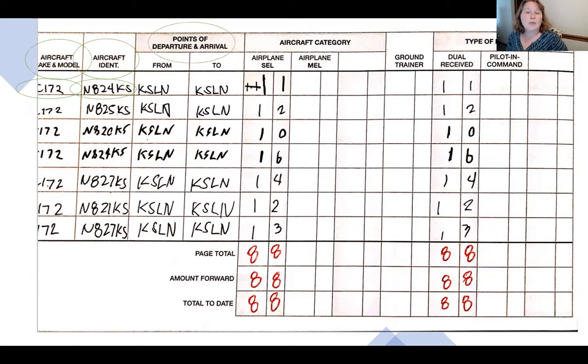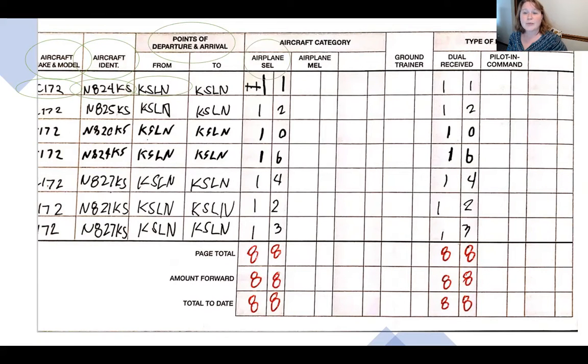All right, next we have the points of departure and arrival. You'll notice that where the pilot took off from and landed in is the exact same airport. So basically the pilot took off, flew around the airport and landed again. Okay, in this case, it is our airport here in Kansas.